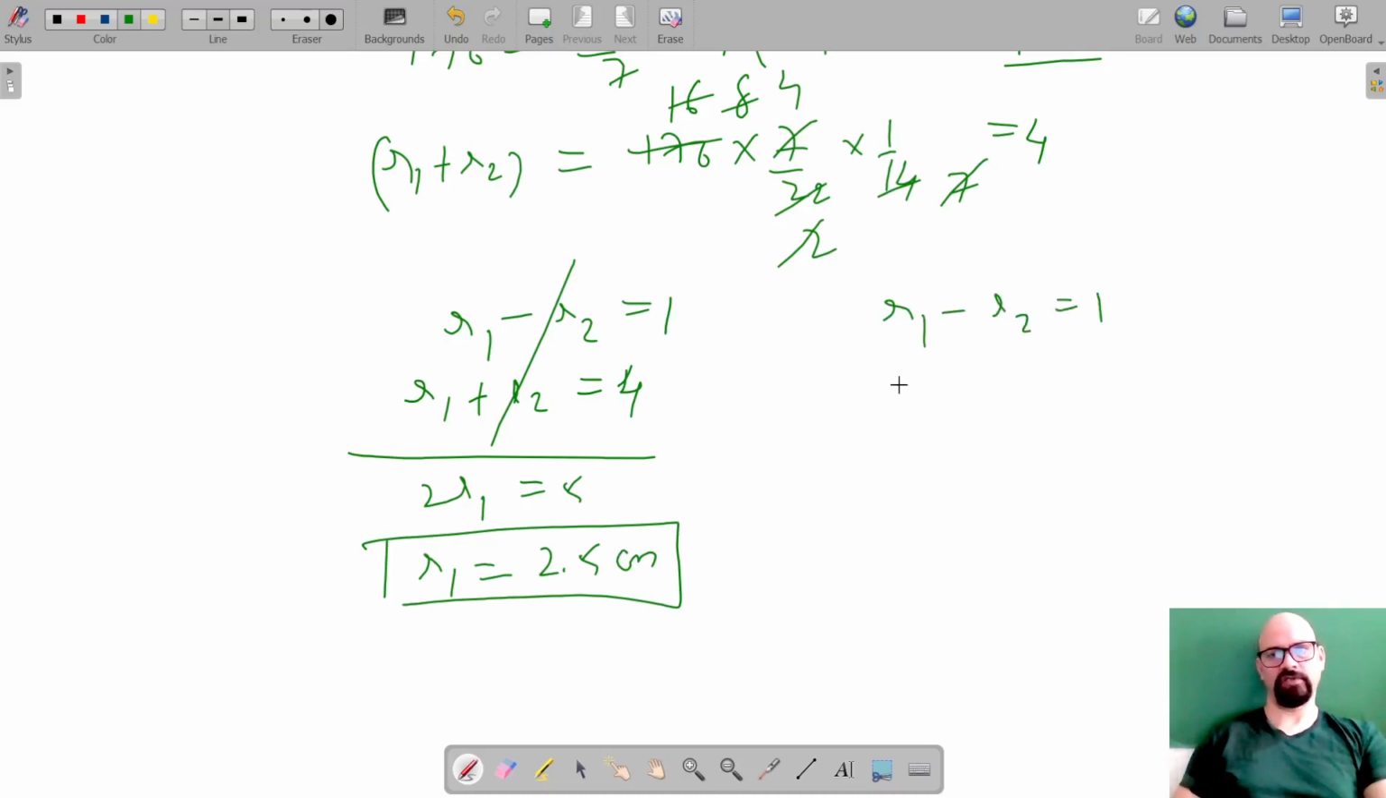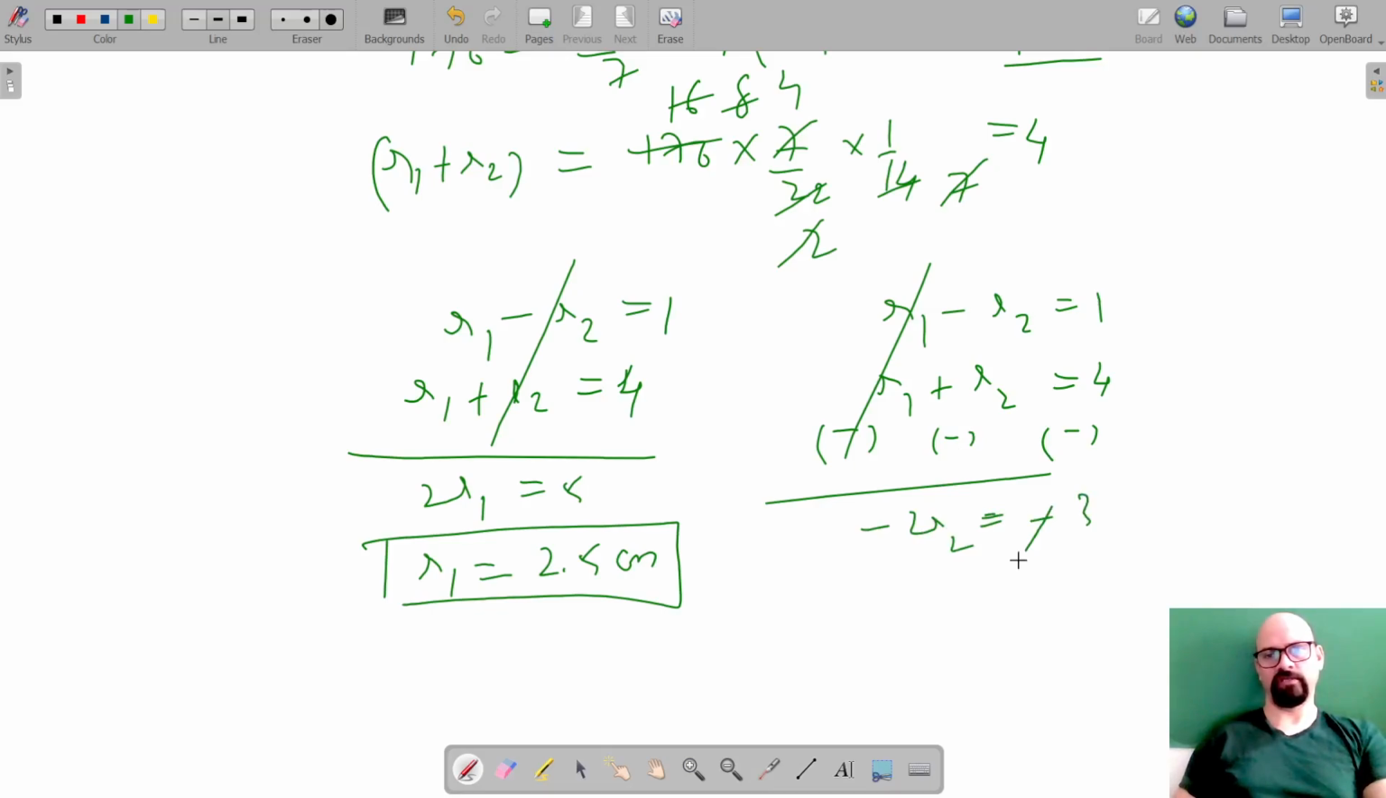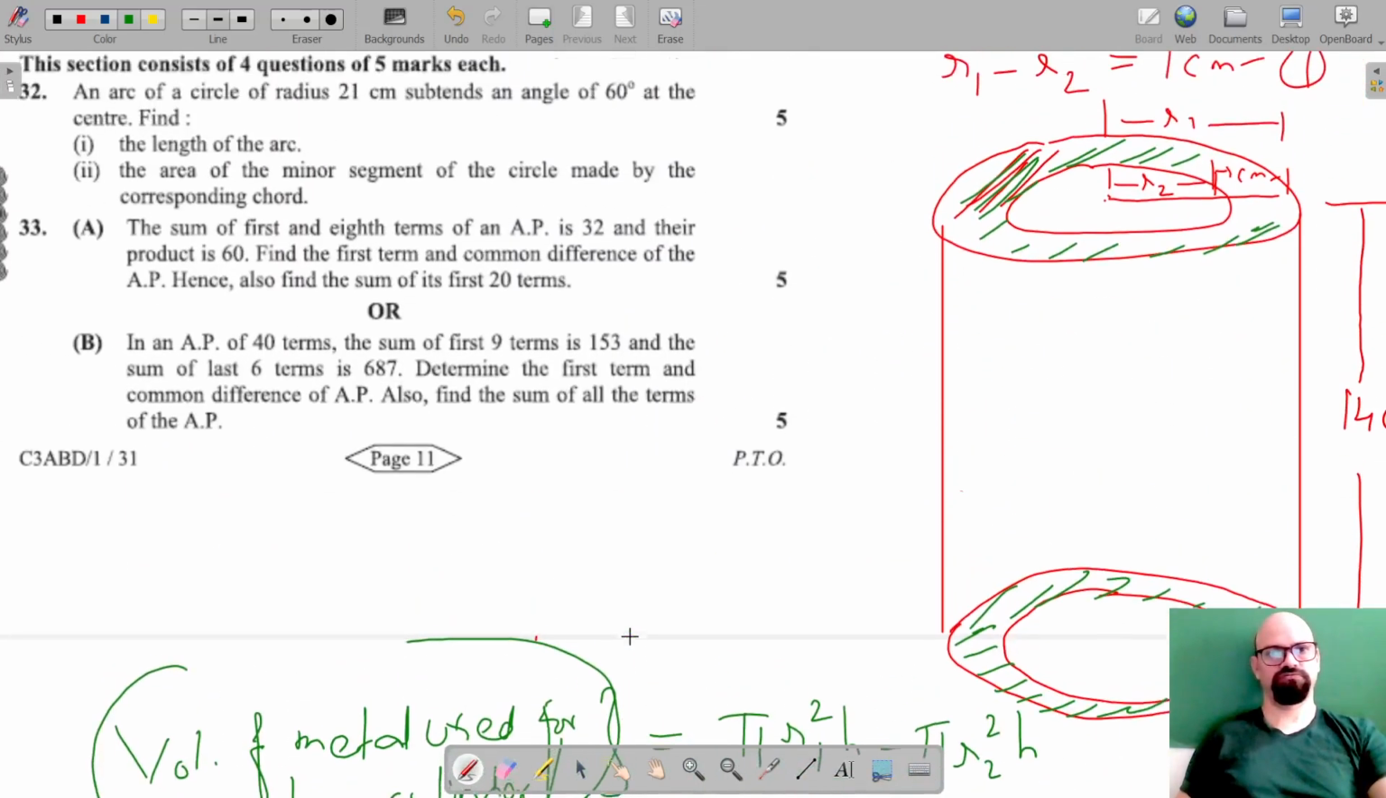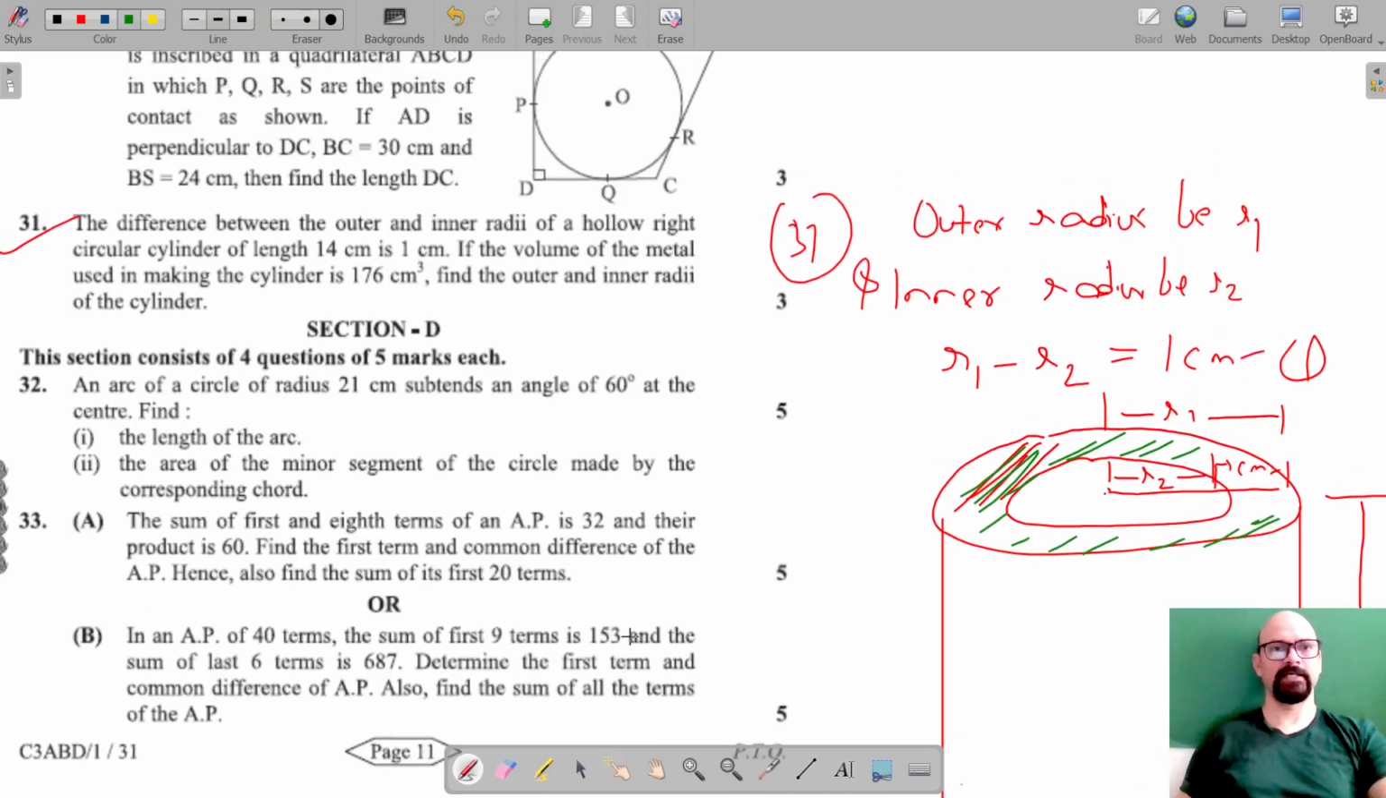And if we write these equations once again in the vertical form and subtract them, we just change the signs to subtract them. So this time this gets cancelled, minus R2 minus R2 is minus 2R2, 1 minus 4 is minus 3. So R2 is equal to 3 by 2, which is 1.5. So R2 is 1.5 and R1 is 2.5 centimeters. These are the inner and the outer radii of question number 31.